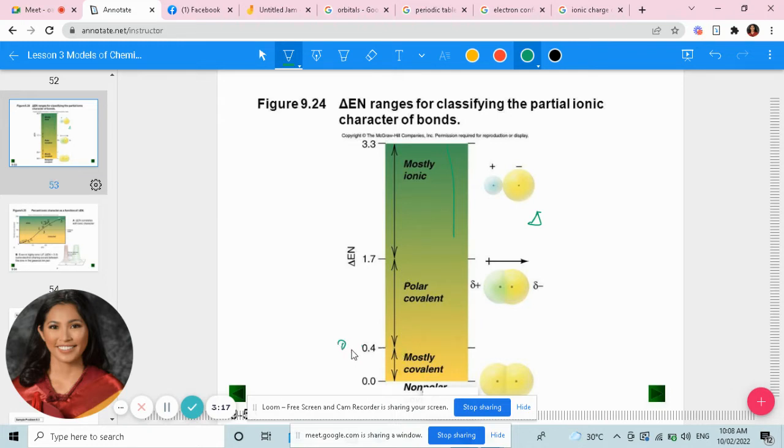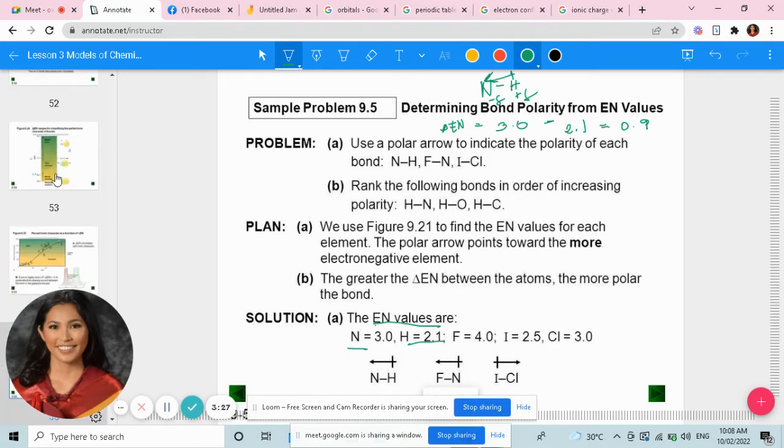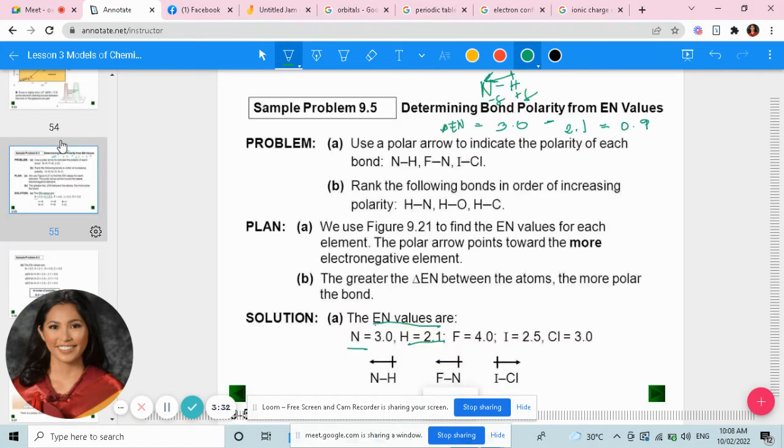Okay, 0.4 up to 1.7, that is polar. So 0.9, is it polar or non-polar? Polar, ma'am. Okay, so we have polar. The first thing to do is, after you have identified that it is polar, that's the time that you will put an arrow and then determine partially positive and partially negative. First step is to identify if it is polar or non-polar.